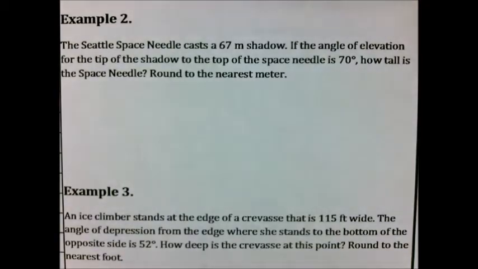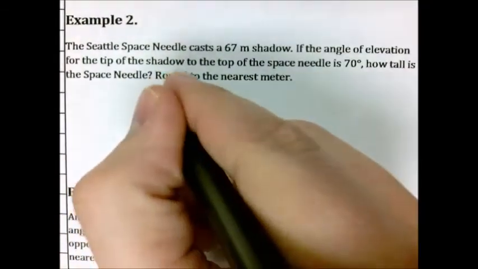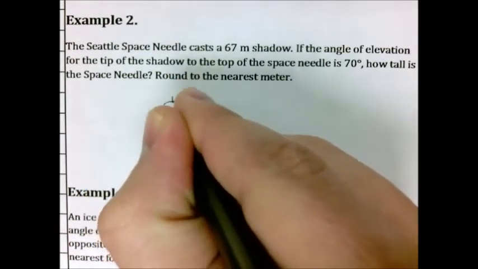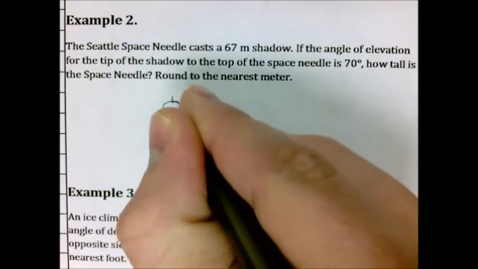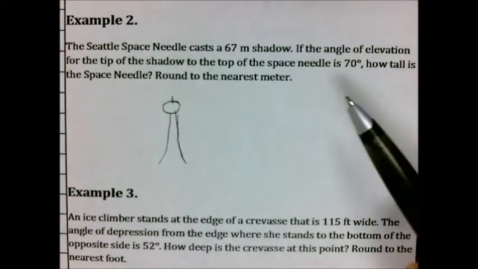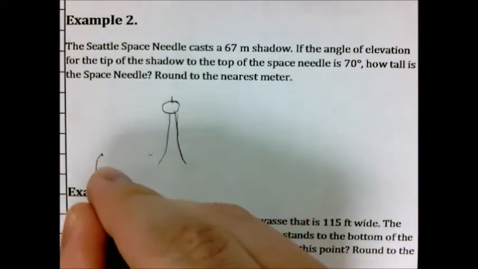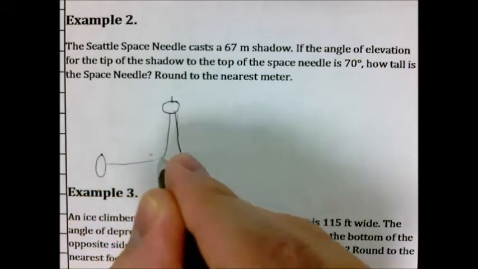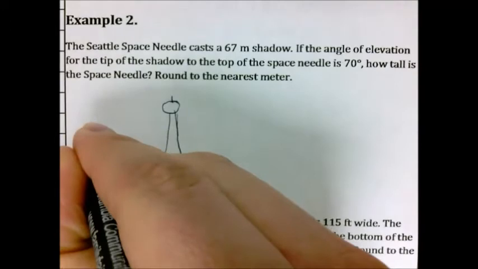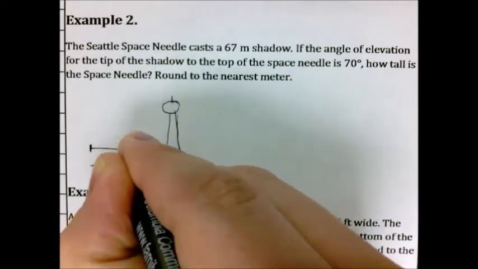Alright, the first thing we want to do is draw a picture. Remember, I'm a terrible drawer, so I'm going to draw a little Space Needle here, going down to the ground. Something like that. You could probably draw a much better picture. We're given that there's some shadow, so let's draw the other part of this Space Needle here. This is the shadow on the ground. The shadow is 67 meters.